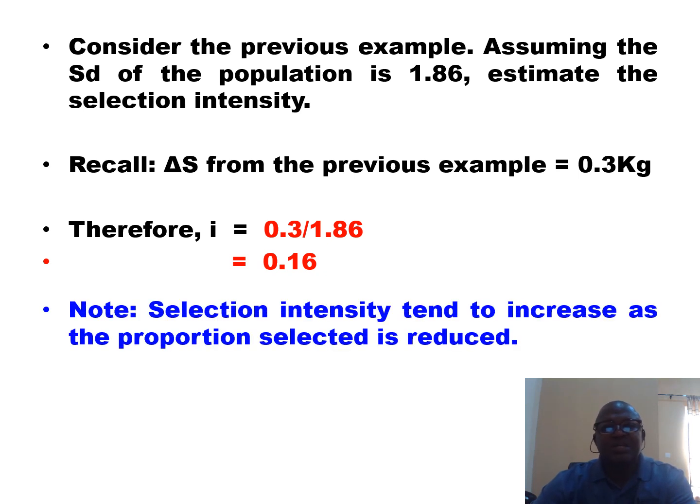0.16. It should be noted that the selection intensity tends to increase as the proportion selected is reduced. So there's an inverse relationship between the selection intensity and the proportion of animals that is selected.